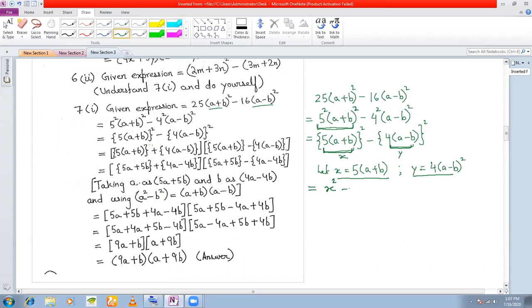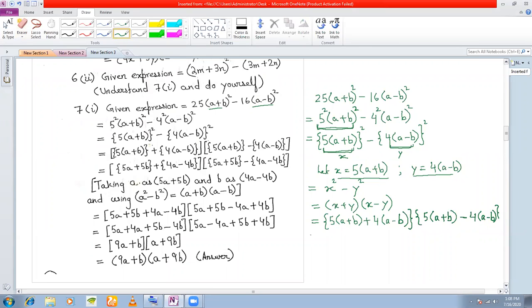So this becomes my x square minus y square. And from identities, we know this is x plus y into x minus y. Now we simply put back the values. Introduce curly brackets. Instead of x, we write 5a plus b. Instead of y, we write 4a minus b. There will not be a square here. So 4 times a minus b, and this is 5 times a plus b minus 4 times a minus b.